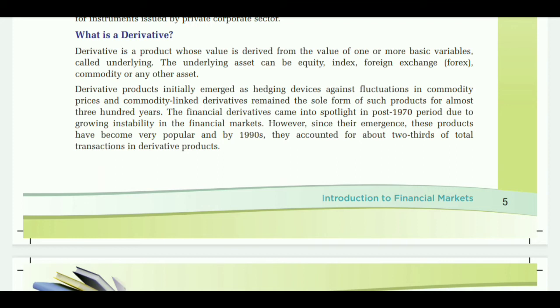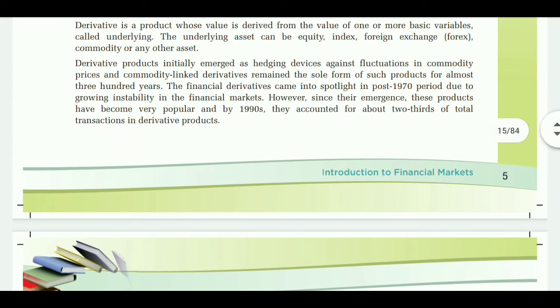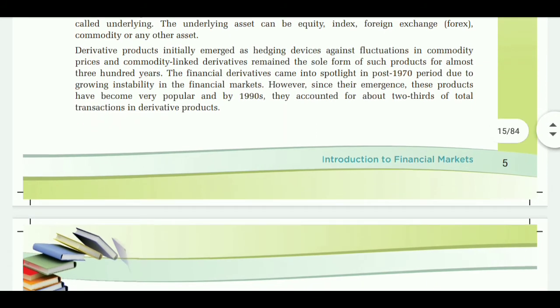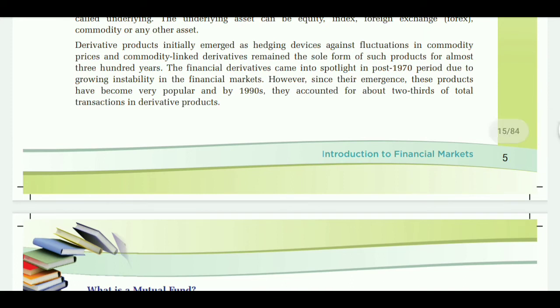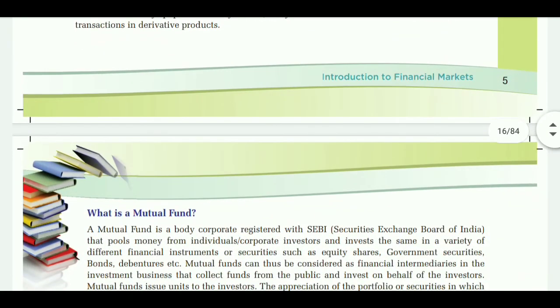Financial derivatives came into the spotlight in the post-1970 period due to growing instability in the financial markets. However, since their emergence, these products have become very popular, and by the 1990s they accounted for about two-thirds of total transactions in derivative products. What is a mutual fund?